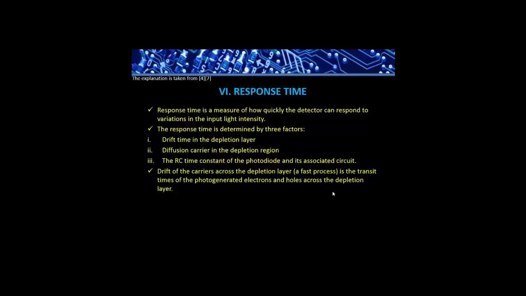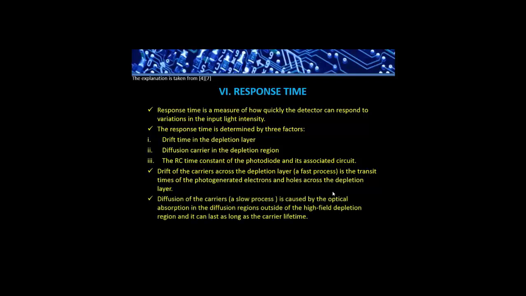Drift of the carriers across the depletion layer, a fast process, is the transit time of the photogenerated electrons and holes across the depletion layer. Diffusion of the carriers, a slow process, is caused by the optical absorption in the diffusion regions outside of the high field depletion region, and it can last as long as the carrier lifetime.